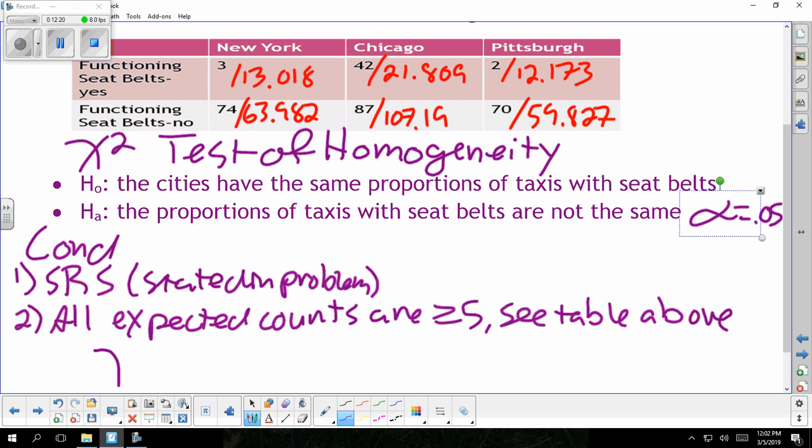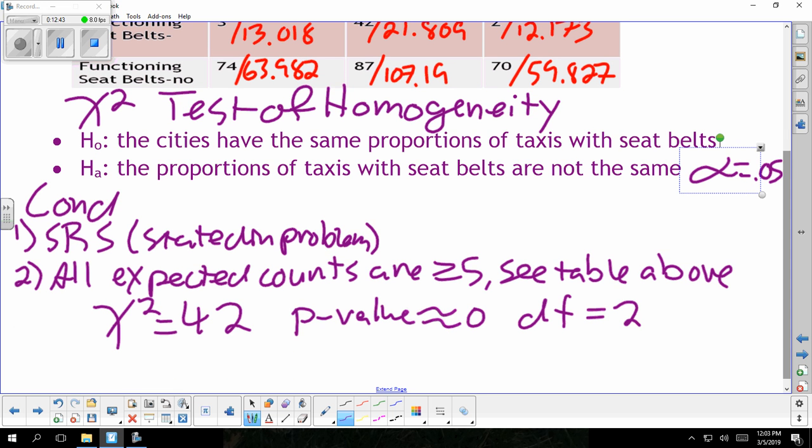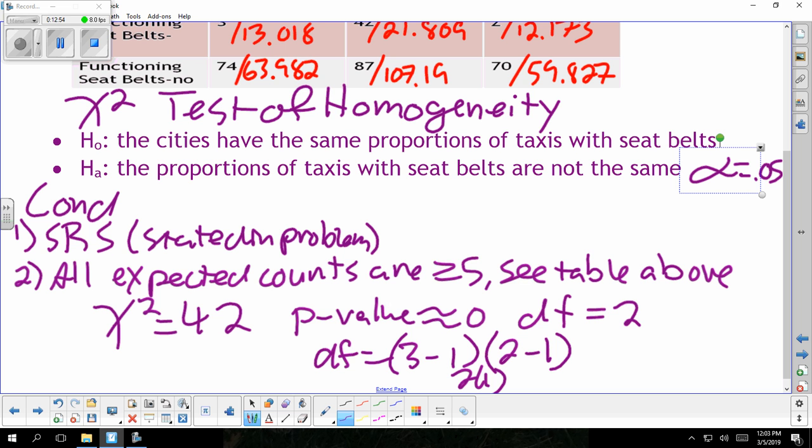And then we ran our chi-squared test. Then we had a chi-squared of 42. And our p-value, approximately 0. Now let's report our degrees of freedom. What were our degrees of freedom? 2, right? Degrees of freedom were 2, right? We have number of columns is 3. So 3 minus 1. Number of rows, 2. 2 minus 1. So 2 times 1, there's our degrees of freedom. That's how those are calculated. So your calculator will spit that out for you.